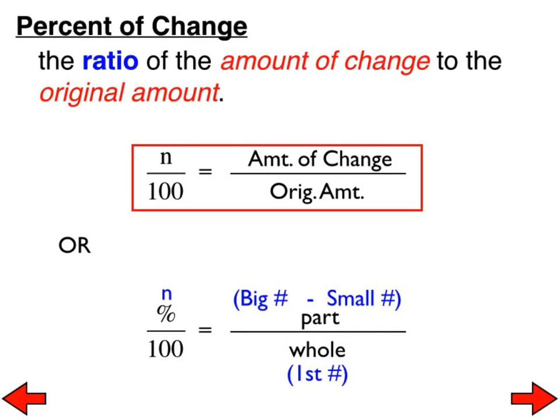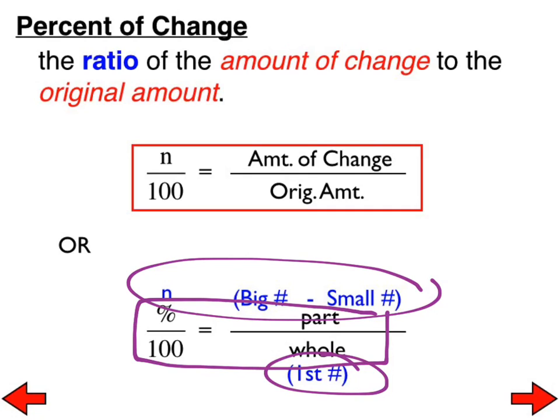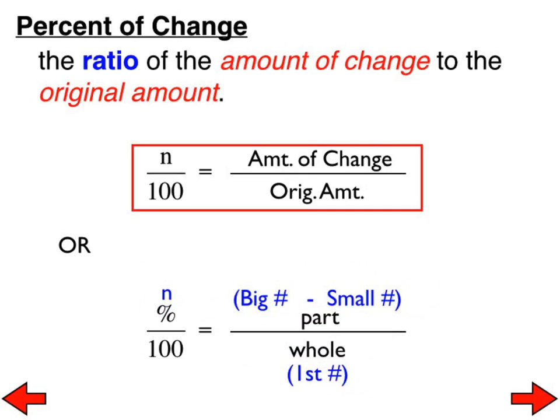So what I've asked you to do here is, you have this proportion right here in your notes. Can you please add these parts in blue? And if you get stuck in recognizing what the part is, or the amount of change, it's the larger number minus the smaller number. If you're stuck finding the whole or understanding what original amount means, that's really the first number. Okay? So now we're going to put that to use.